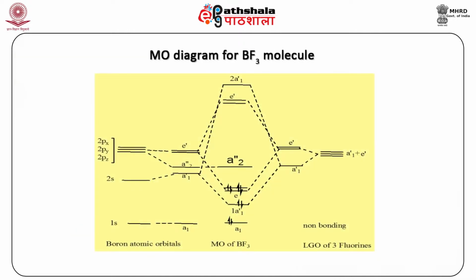Lastly, using ligand group orbitals of A1 dash and E dash type on the right hand side of the diagram and the symmetry of the atomic orbitals of the boron atom on the left hand side, matching the symmetry and taking energy considerations into account, the molecular orbital diagram for the boron trifluoride molecule has been constructed as shown in the figure.